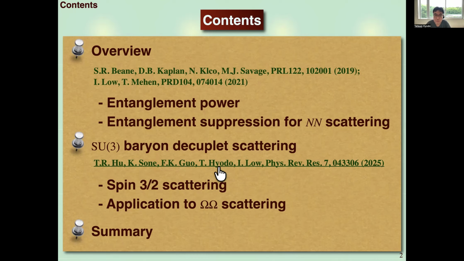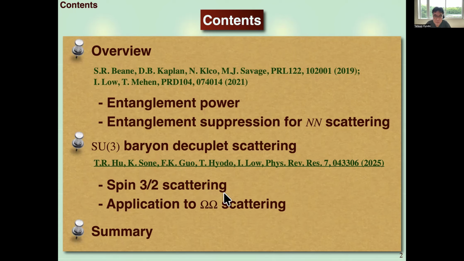This work has been done in collaboration with the people listed here. Ian Low is a high-energy physicist, but he's recently interested in the application of this kind of quantum information science idea to high-energy physics, and this work is also a part of this kind of program. Feng-Kun Guo is a world-leading hadron physicist from ITP Beijing. And Tao-Ran Fu is a student of Feng-Kun at the University of Chinese Academy of Sciences. And Katsuyoshi Sone is my student at Tokyo Metropolitan University.